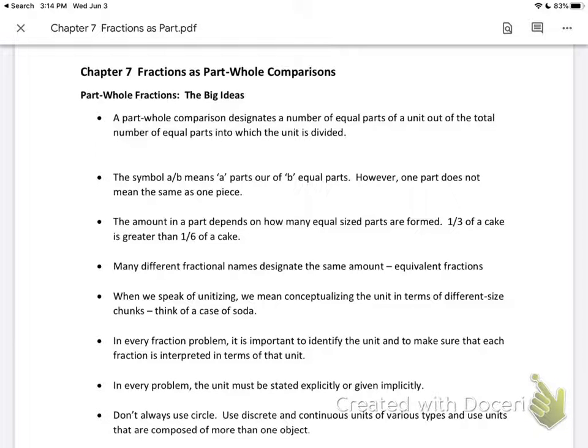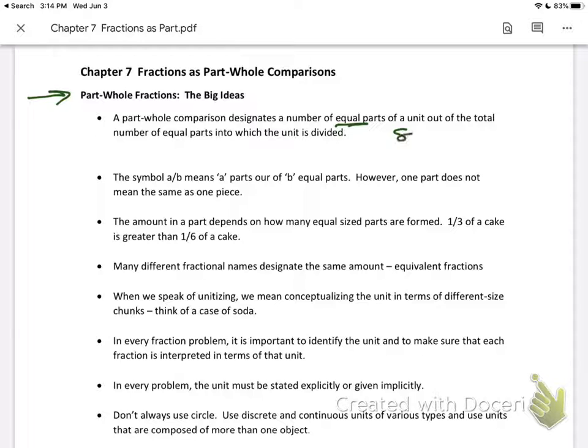Okay, in this video we're going to go over Chapter 7, Fractions as Part-Whole Comparisons. So our authors gave us some big ideas about part-whole fractions. A part-whole comparison designates a number of equal parts, so that would be key, of a unit out of the total number of equal parts into which the unit is divided.